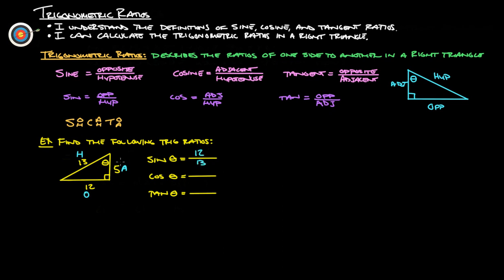And that's our trig ratio for the sine of theta. Cosine is adjacent over hypotenuse, 5 over 13. Tangent is opposite over adjacent. So this one here, opposite is 12, adjacent is 5. So that would be 12 over 5. Okay? So those are our trig ratios.